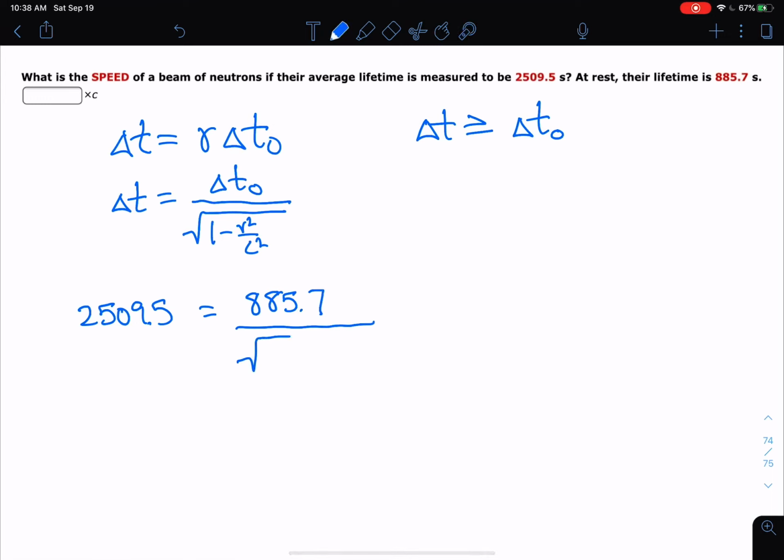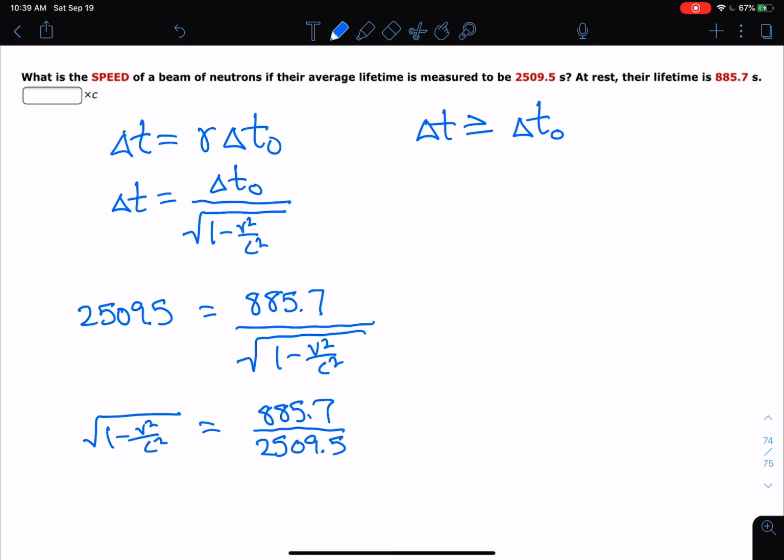Okay, so continuing, this is the square root of 1 minus v squared over c squared. I can move the square root over, so the square root of 1 minus v squared over c squared equals 885.7 divided by 2,509.5. Obviously, I can plug this value in a little bit later. Let's go ahead and square both sides. So 1 minus v squared over c squared equals 885.7 over 2,509.5, all squared.